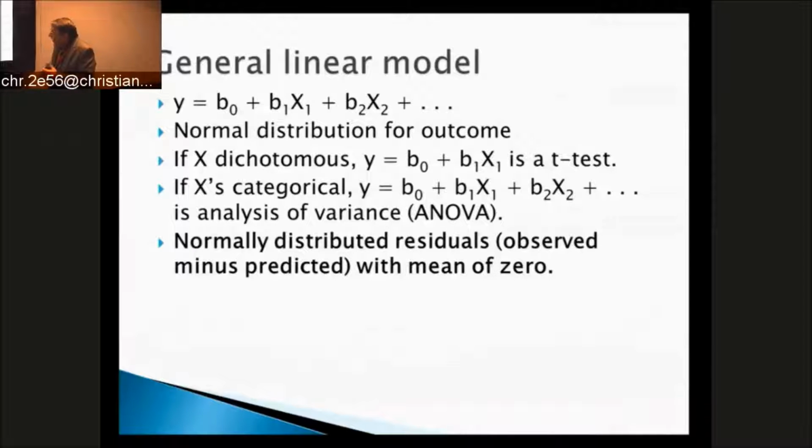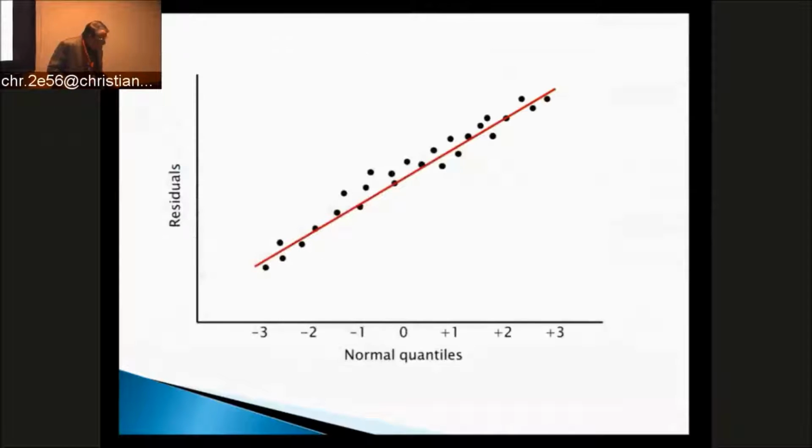The important thing to remember is that we're talking about normally distributed data, although what's probably more important is the assumption that the residuals, that is the difference between the observed outcome and the predicted outcome from the model, are normally distributed with a zero mean. That's probably the most important assumption of the general linear model to think about. We can plot what's called a normal quantile plot of the residuals against a normal distribution. If the plot looks like this, we're in good shape, so the assumption of our model has been met.